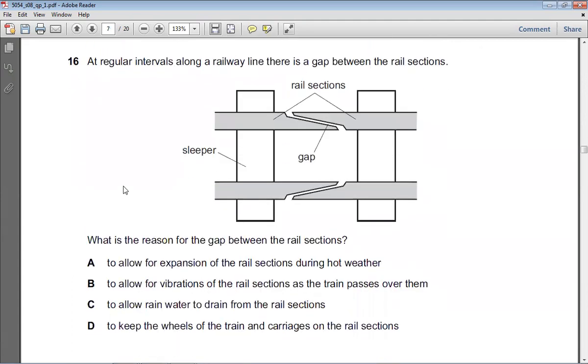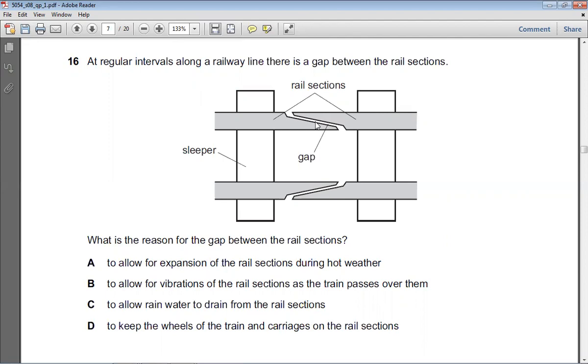Okay, so here we go. At regular intervals along a railway line, there is a gap between the rail sections. What is the reason for the gap between the rail sections? So whenever you put two sections of the rail on the railway track, you always leave this gap. The reason is when it will be hot, these rails, which are made of iron, will expand. So you leave a little space between the two rail sections, so whenever they expand, here you have left some space for that expansion.